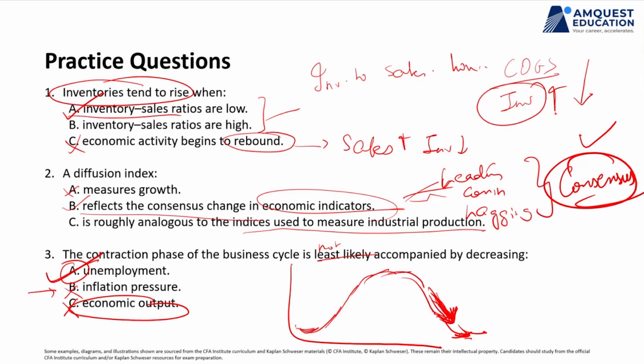So it's a very intelligent question. See, in the exam, you have to learn how to answer these questions. There's a contraction phase, and it's not likely accompanied by decreasing. So you have to understand least likely means not accompanied, but not accompanied by decreasing. So is unemployment decreasing? No, so it is not. So that's the correct answer, right? Not and decreasing.